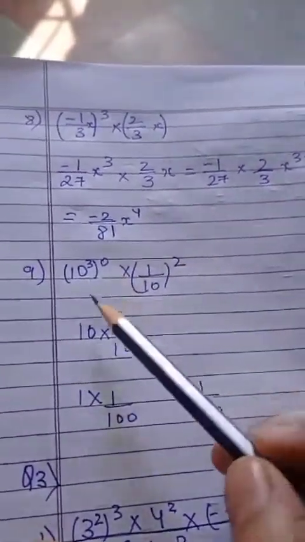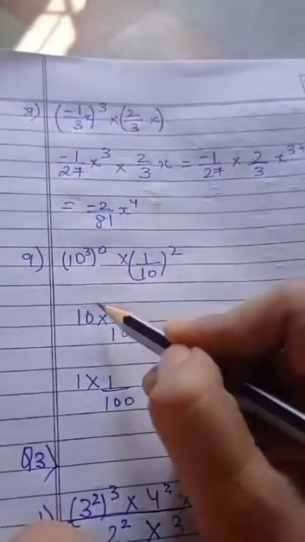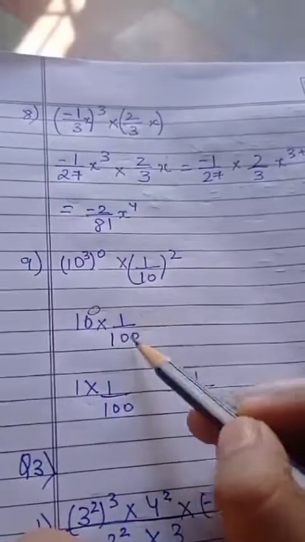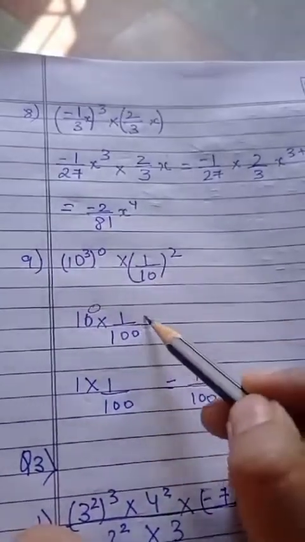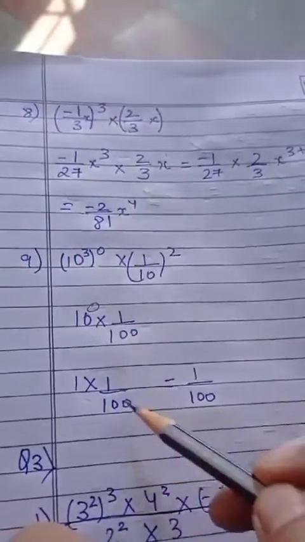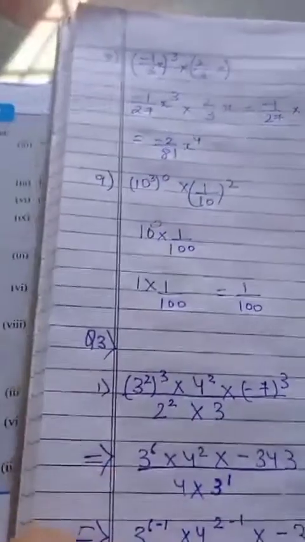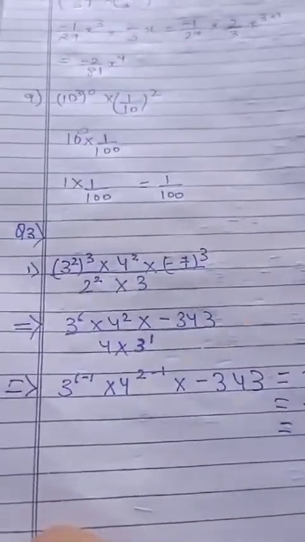Next question, again when you multiply 0 into 3 it will become 0. So this is 10 raised to the power 0 into 1 over 10 square, meaning 1 by 100. So anything raised to power 0 is what? 1. 1 into 1 by 100, your answer is 1 by 100.